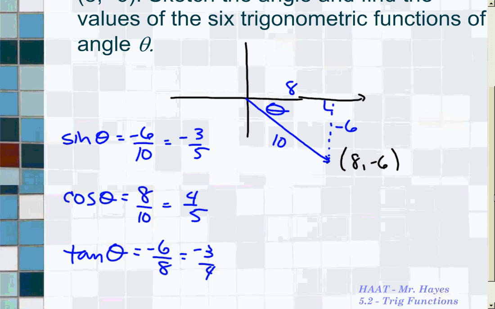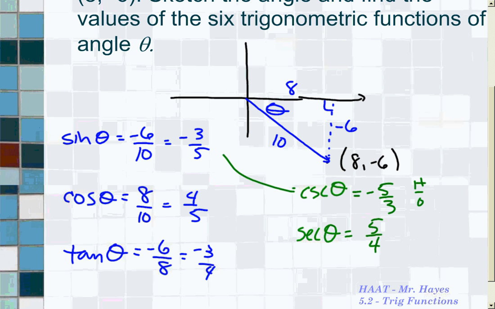Now all the cofunctions are going to be related to this. So cosecant of theta is negative 5 thirds, because that's related to sine. It's again hypotenuse over opposite. For cosine, I've got secant of theta. That is going to be positive 5 fourths. Cotangent of theta is going to be a negative 4 thirds.